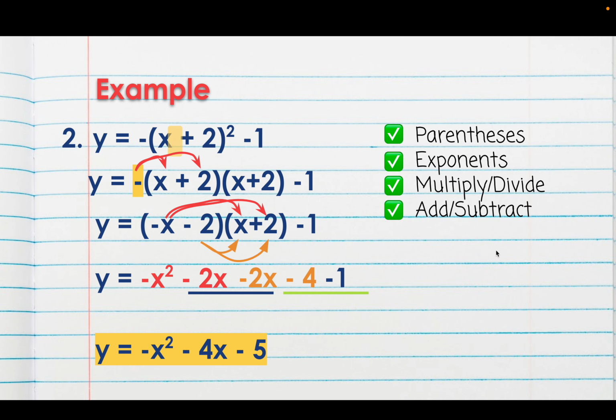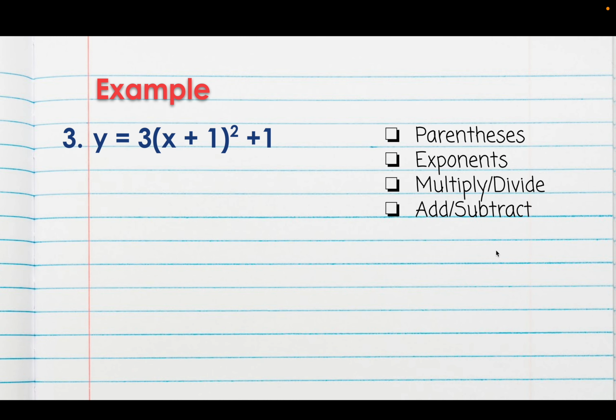All right, I have one more example for you. We've got y equals 3 times x plus 1 squared plus 1. So again, there's nothing inside my parentheses to simplify. x and 1 are not like terms, so I'm going to go ahead and check that box. Now I know x plus 1 is being squared. It's also being multiplied by 3, but like I just said, you have to do your exponents first. So I'm going to rewrite this with x plus 1 being multiplied by itself.